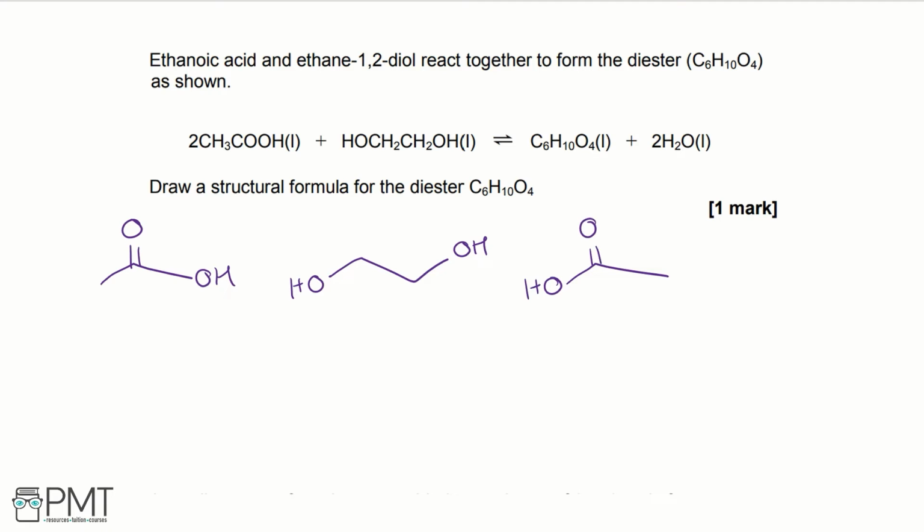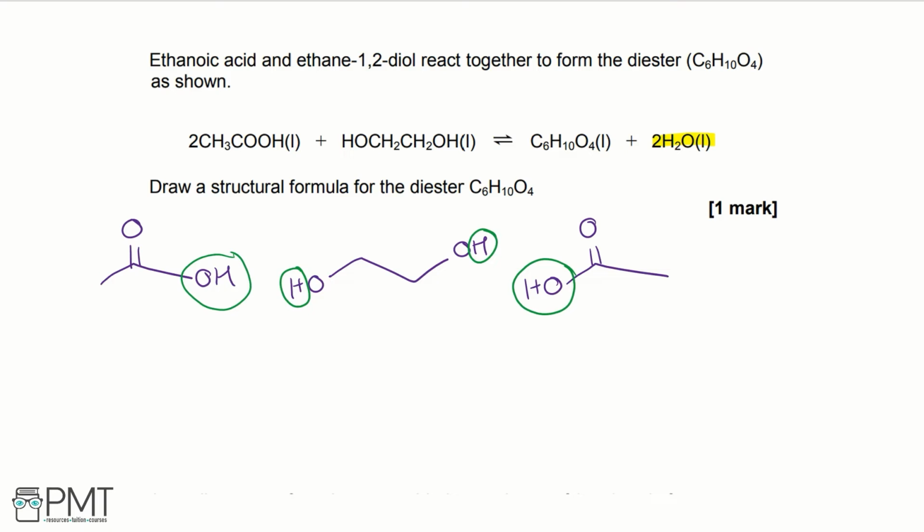So in this reaction, we're producing water, and in order to form water, we're going to remove the OH from the ethanoic acid and the hydrogen from the ethane 1,2-diol, and that's going to happen on both sides. That's going to help us form our ester linkages.